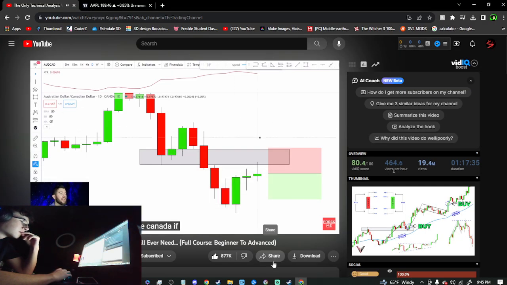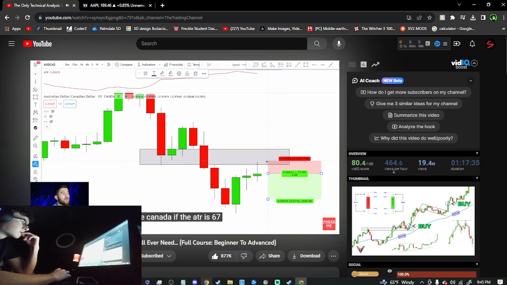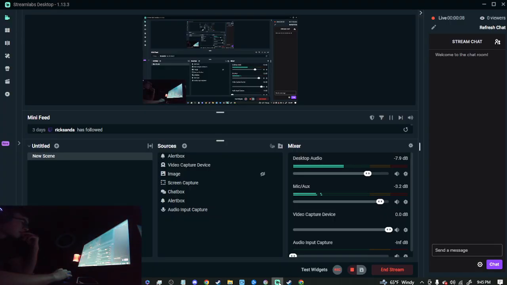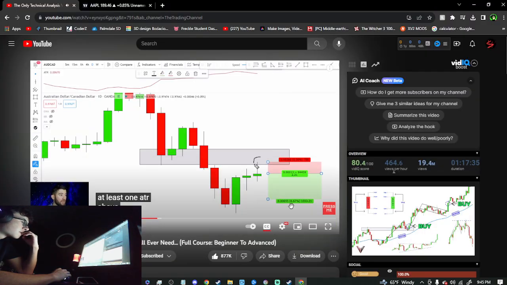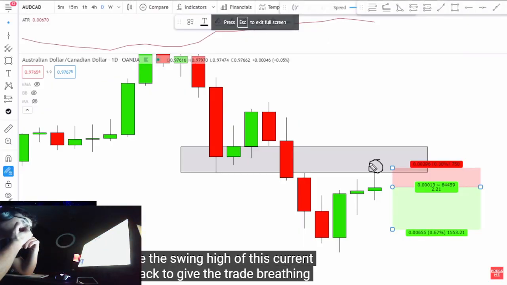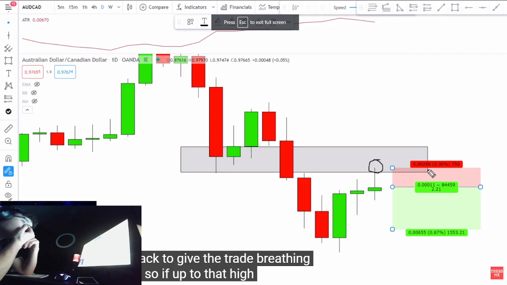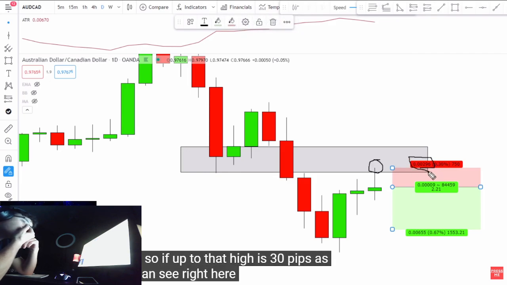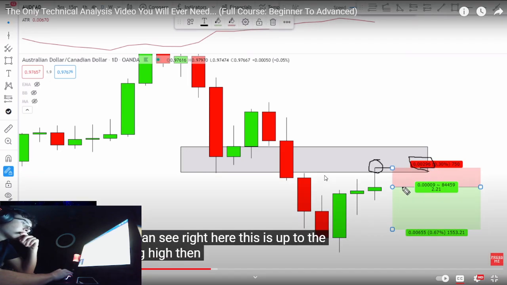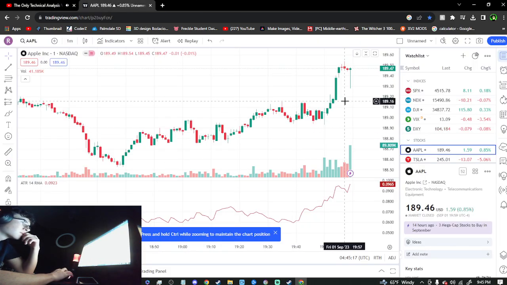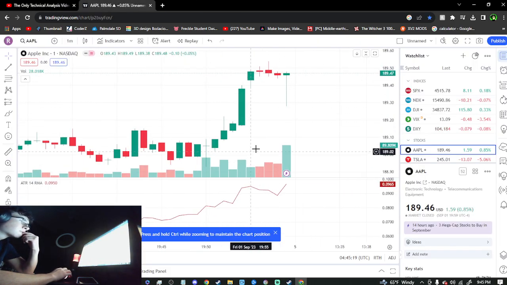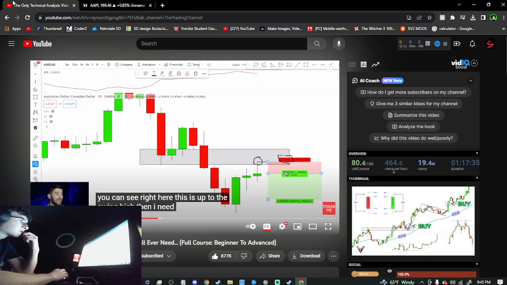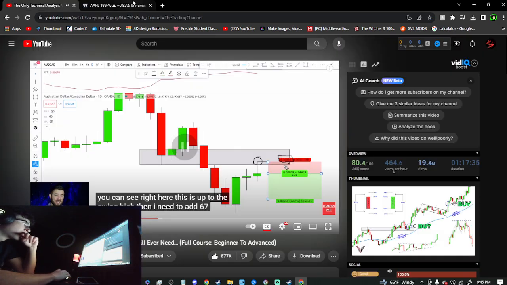For the Aussie Canada, if the ATR is 67, what I want to do is make sure that I'm at least one ATR above the swing high of this current pullback to give the trade breathing room. So if up to that high is 30 pips, as you can see right here, up to the swing high, then I need to add 60.